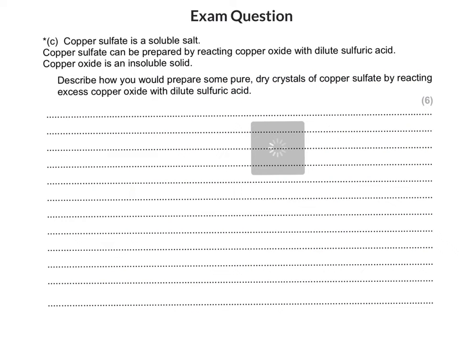In terms of exam questions, there are two things that it could ask you about this core practical. They could either ask you about the chemistry, about the word and symbol equations, or they could ask you about the method, what you did and why you did it. This question is a 6-mark question asking you about the method. It says copper sulphate is a soluble salt, and that's the important thing. It says copper sulphate can be prepared by reacting copper oxide with dilute sulphuric acid. Copper oxide is insoluble. Describe how you would prepare some pure dry crystals of copper sulphate by reacting excess copper oxide with dilute sulphuric acid.